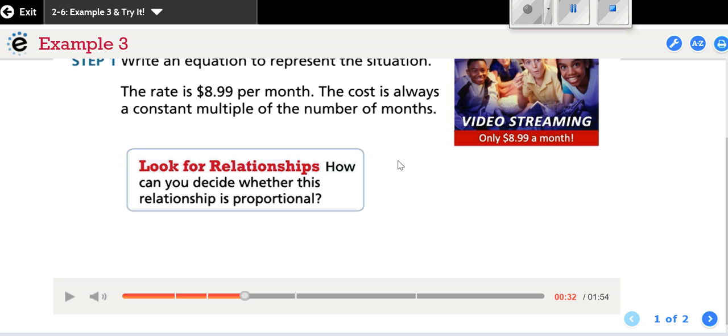Rates can serve as a k for constant because very often a rate remains constant. All right, so get back into Pearson, watch example 3.